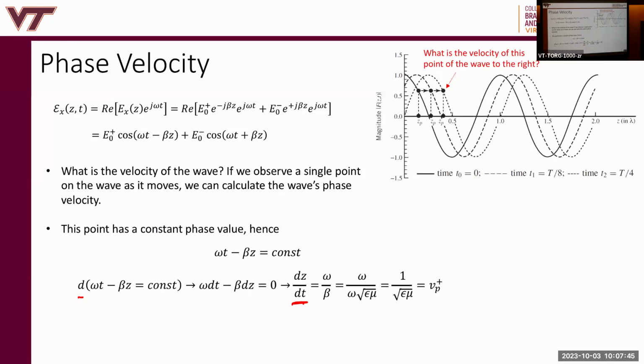Now you have dt and dz in this expression, so just solve for dz over dt, and you get 1 over the square root of epsilon times mu. We call that the phase velocity in the positive direction. It is dependent only on the medium properties. How fast the wave moves only depends on what medium it's in. It doesn't depend on the frequency or the power. This is linear media, so it doesn't depend on any parameter except the properties of the medium.